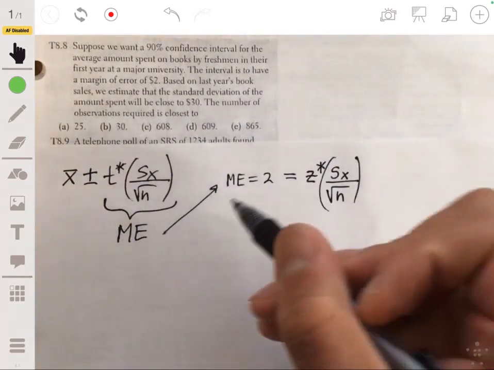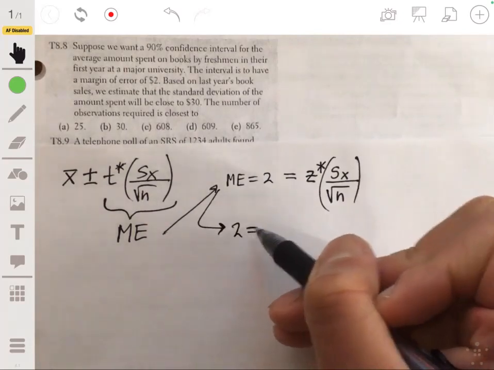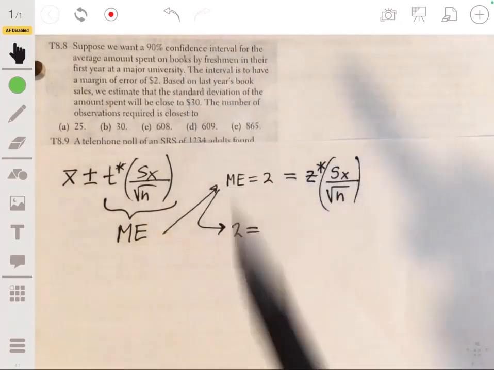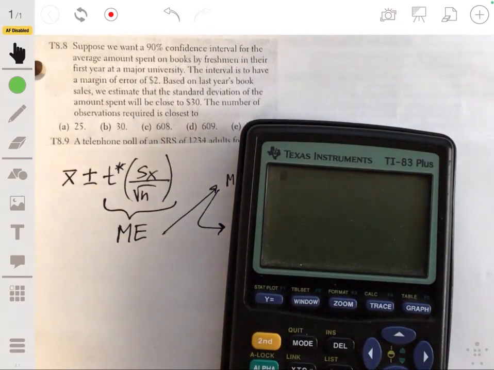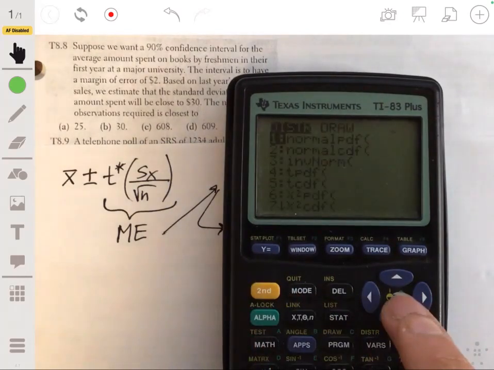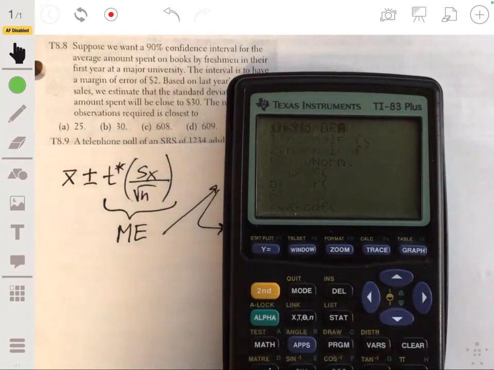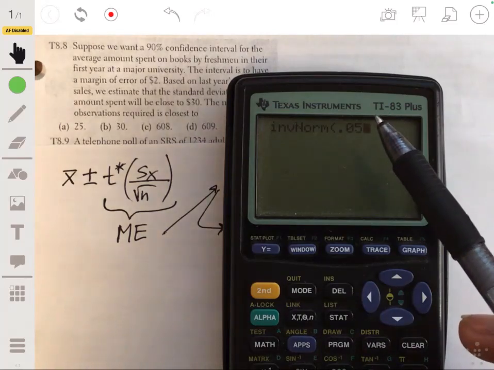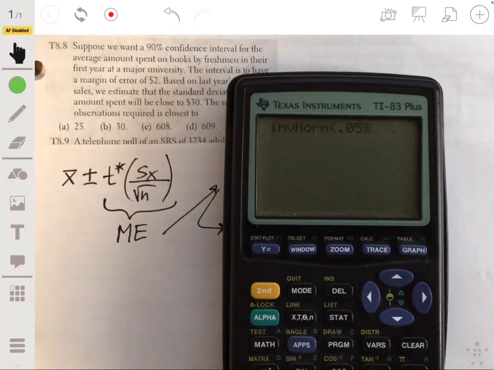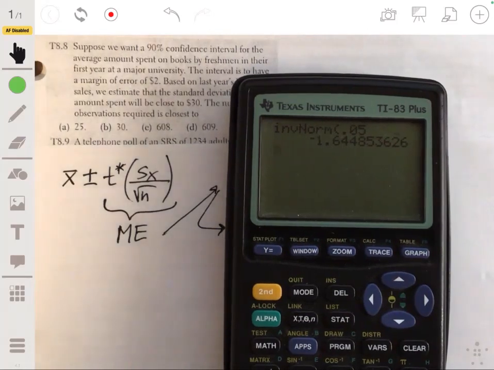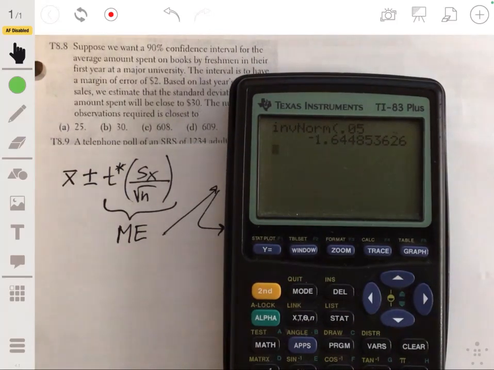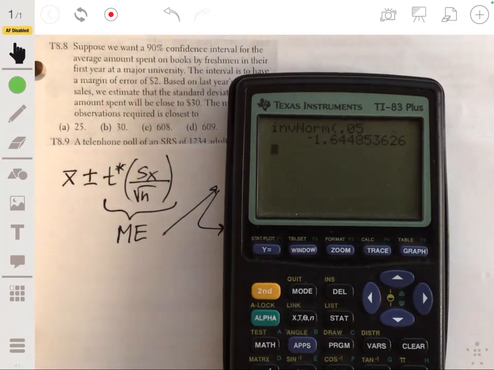Let's fill this in. We're going to have 2 equal to z star, and we'll find z star for a 90% confidence interval using the inverse norm function in our calculator, under distribution, inverse norm. Remember, enter the area to the left. If it's 90% confidence, that means you have 10% left over, or 5% on each side, so 0.05 to the left. You don't have to enter anything else, and it gives you the z-score, about 1.645.